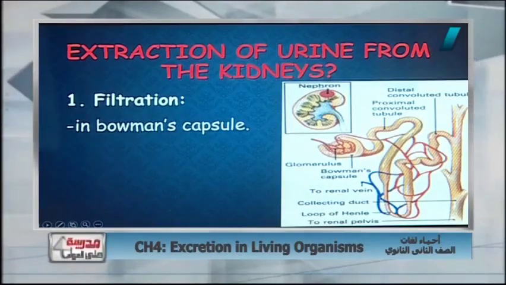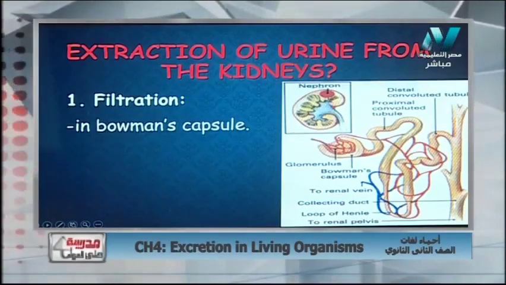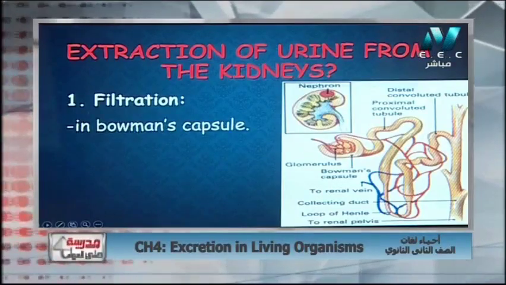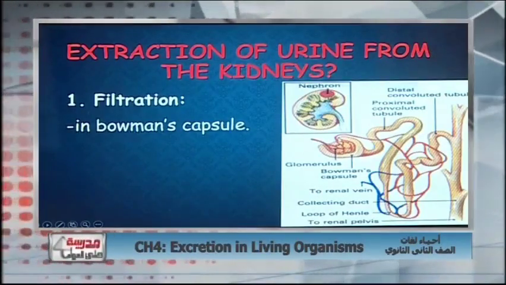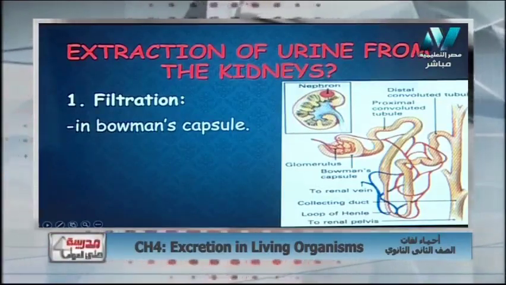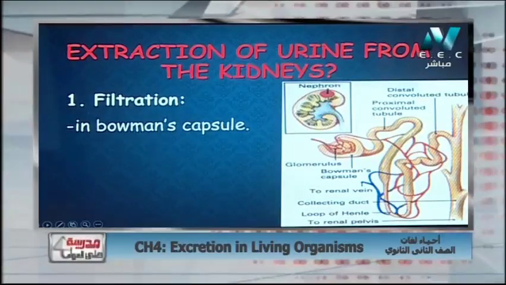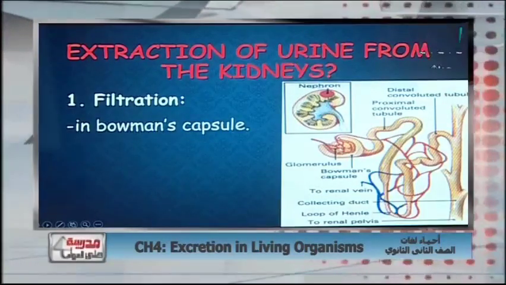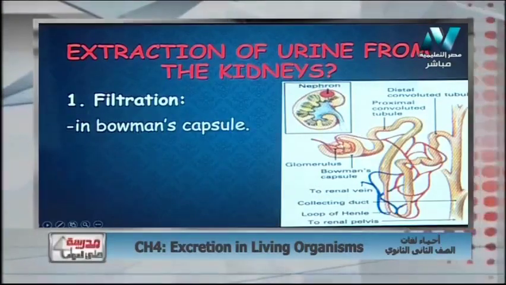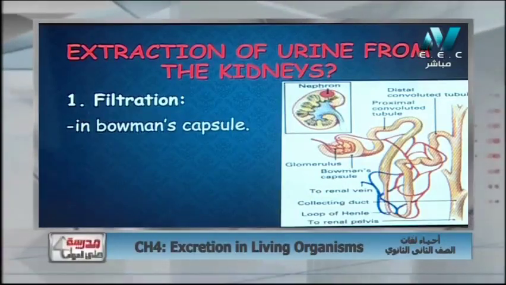Actually, the nephron is composed of 2 parts. The first part is this one, which is called Bowman's capsule. It's shaped like a ball, and inside it, a great number of blood capillaries called glomerulus. The glomerulus is the network of blood capillaries that fill the space inside the Bowman's capsule.